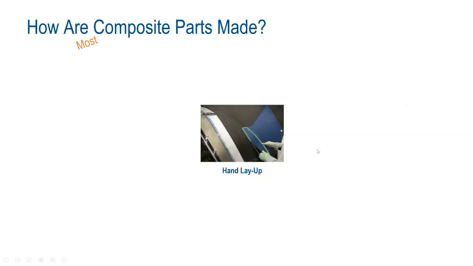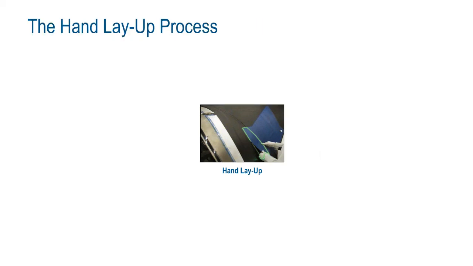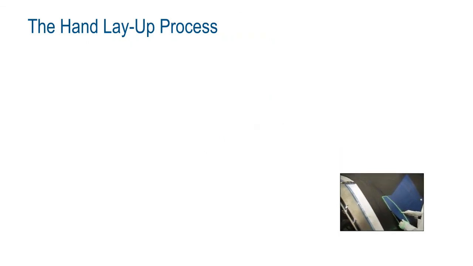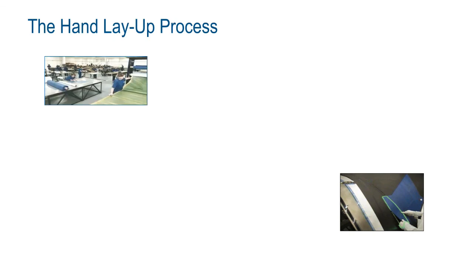And we get to hand layup, which is really the focus of today's webinar. So I'll take a minute to review the hand layup process. This begins with fabric on the roll, typically pre-impregnated with resin, often referred to as pre-preg. And here I have a little image of two operators interacting with these rolls of material.